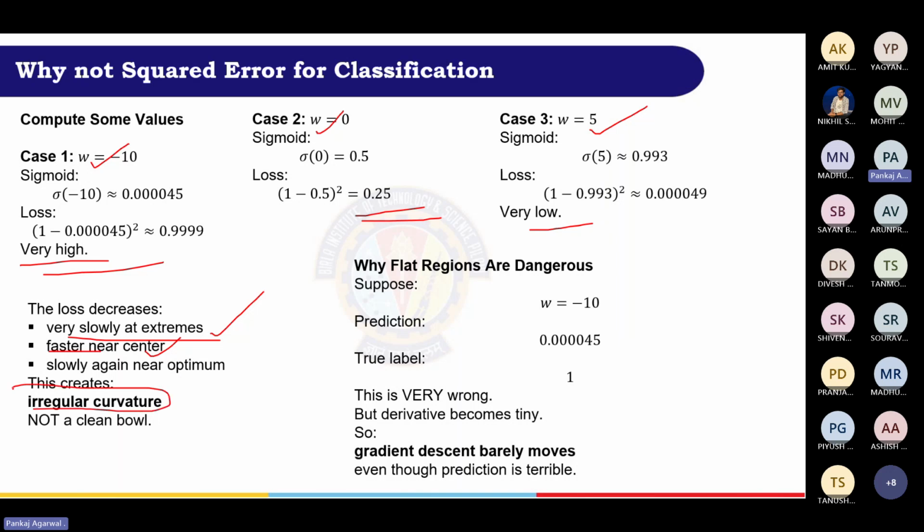What I needed for global minimization is a kind of bowl-shaped curve, right? Which I'm not able to get. So it becomes a little bit non-convex in nature. The flat regions are definitely dangerous. I've explained that also. The gradient descent barely moves even though the prediction is terrible.